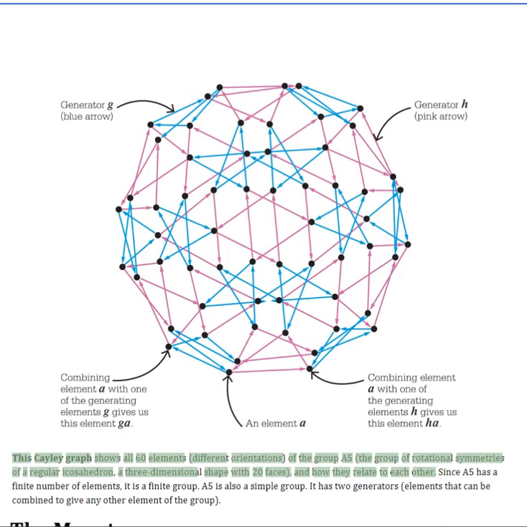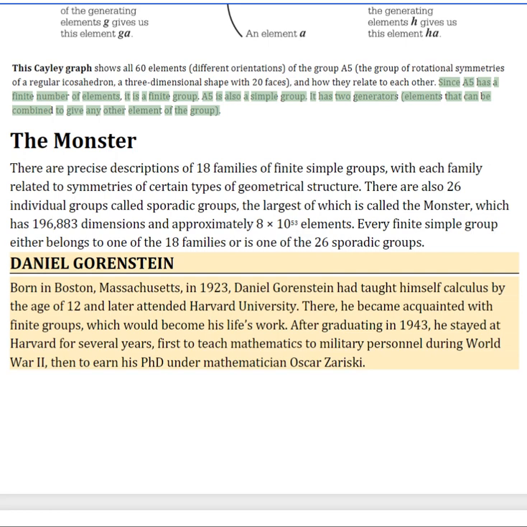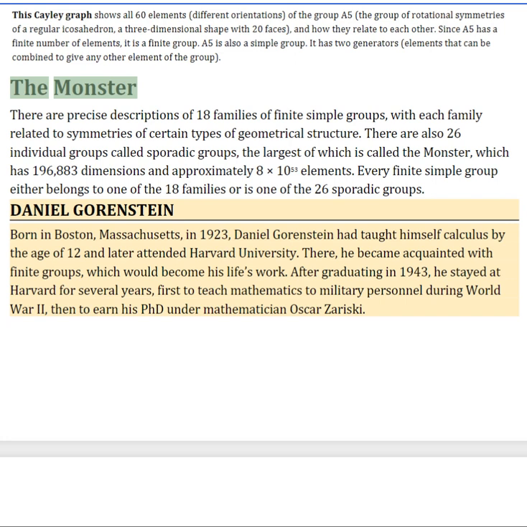This Cayley graph shows all 60 elements of the group A5, and how they relate to each other. Since A5 has a finite number of elements, it is a finite group. A5 is also a simple group. It has two generators. The monster.